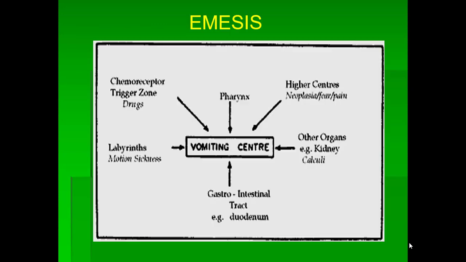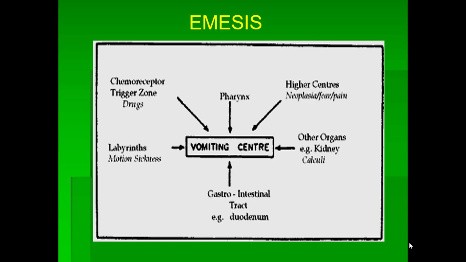Now, before we mention how to induce vomiting, I would like to remind you that the vomiting center receives input from different areas of the body. Most centrally acting drugs work at the level of the chemoreceptor trigger zone, but we can also cause irritation of the stomach lining, and those would obviously be peripherally acting drugs.